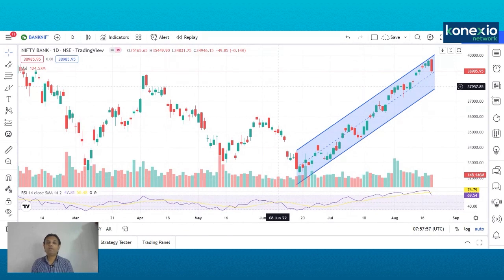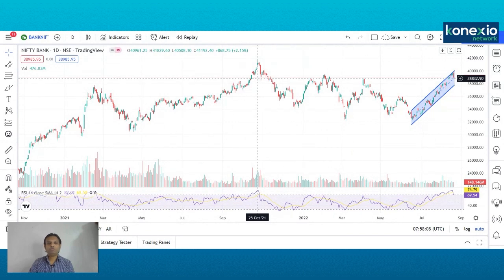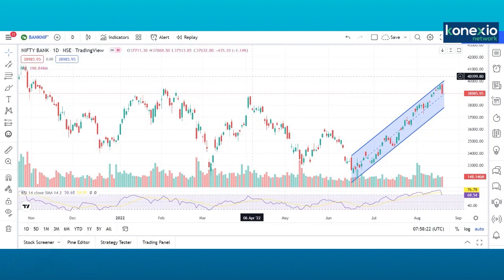But as I said, the primary trend is positive, and Bank Nifty also has a potential of testing its all-time high, which is almost near 42,000. The all-time high was around 41,829. So that target still remains intact, but as of now, some sort of pullback cannot be ruled out. So now let us discuss the important supports and resistance levels in Bank Nifty.